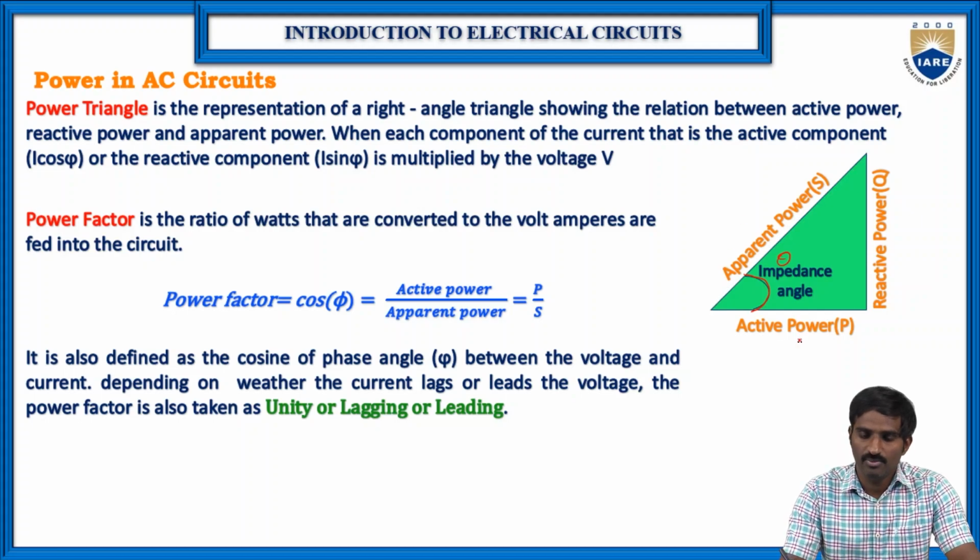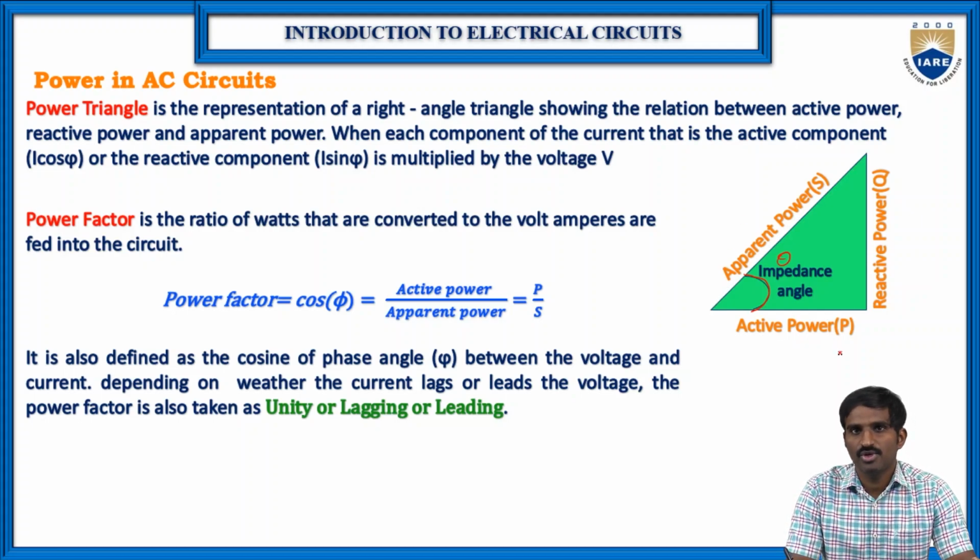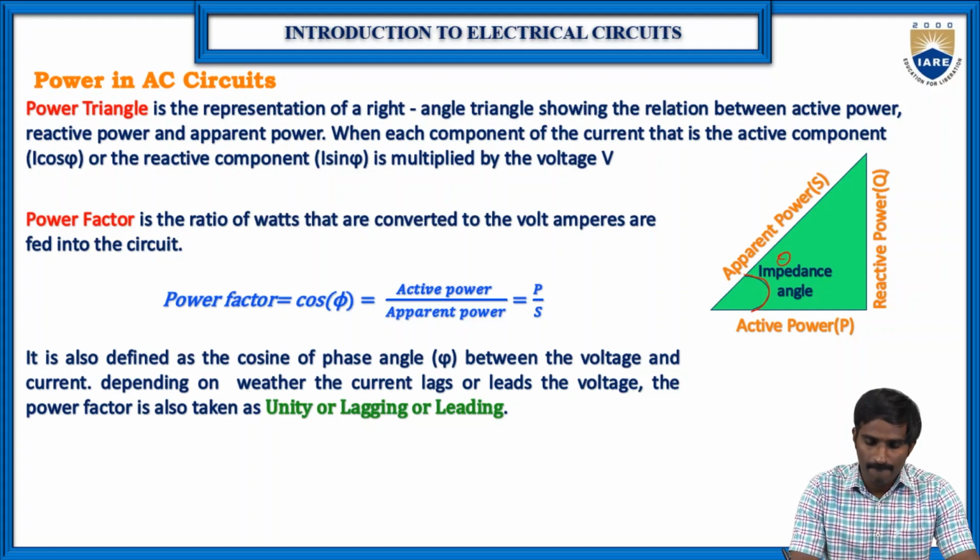So this is the power triangle, and there is a concept of power factor also. As we know, we usually call cos theta the power factor. So cos theta is equal to active power by apparent power, which is equal to P by S. So this is the power factor. It is also defined as the cosine of the phase angle between the voltage and current, depending upon whether the current lags or leads the voltage.